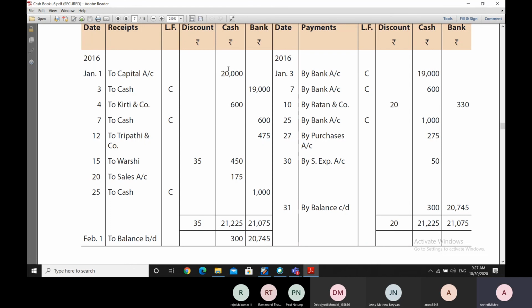So the amounts are totaled. The discount column on this side is again totaled here, 20 rupees, and the totals of the discount columns are entered into the discount account in the ledger. The balances in the cash account, after making the balance carried down entry, are made equal because of the balancing figures of this 300 rupees and 2,745 rupees, which are carried forward to the next date, which is the first of the next month.